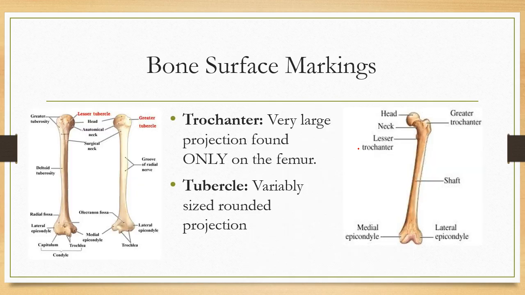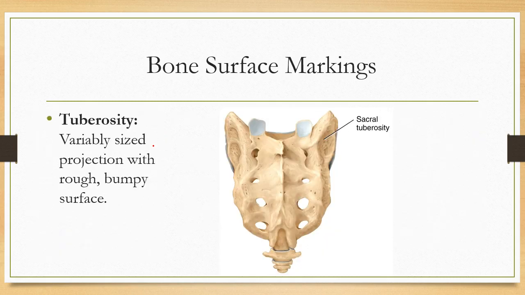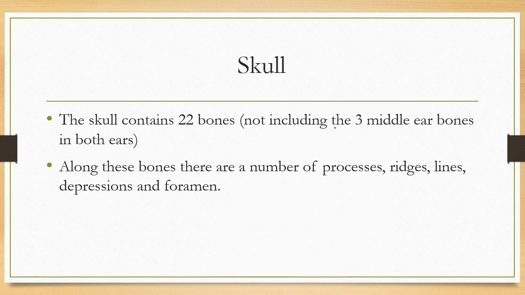Okay, trochanter, very large projection only on the femur. So whenever you are feeling for your hip, that large bony prominence, you are actually feeling the greater trochanter. Tubercle, we see these as variable size projections, more rounded most of the time. The main ones are going to be on the humerus, greater and lesser tubercle. And then a tuberosity is just a variable size projection, so usually rough and bumpy.